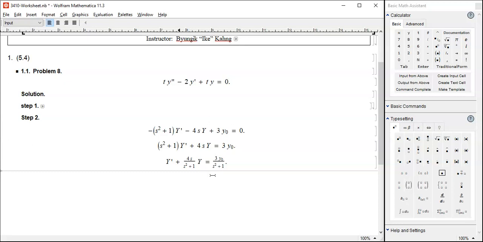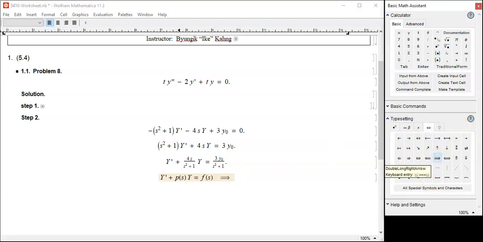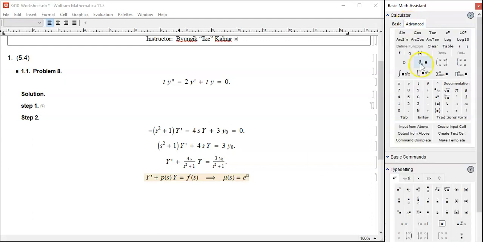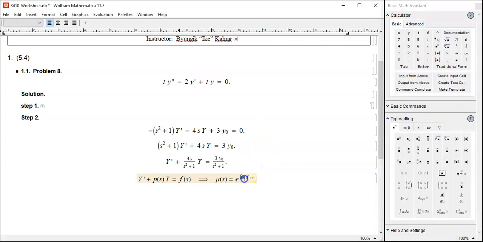This is a standard form, which is written in y prime plus p of s y is equal to f of s form. And in this case, what do we do? We take the integrating factor, which typically is represented as mu in our textbook, which is exponential of integral of p of s ds, and we're going to multiply this to each term.